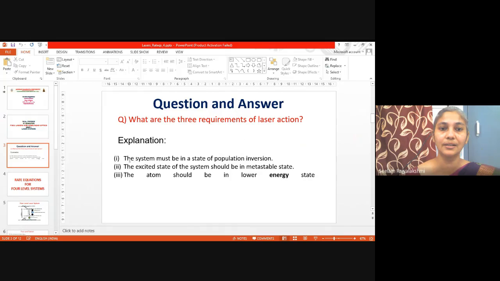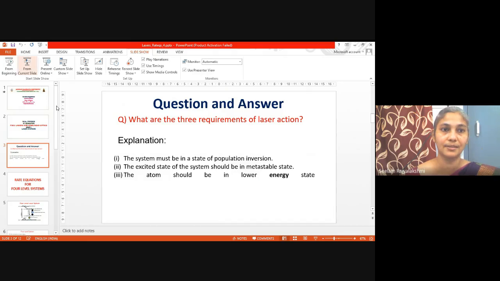So here the three requirements are: first, the system must be in a state of population inversion. The excited state of the system should be in a metastable state. And finally, the atom should be in a lower energy state.